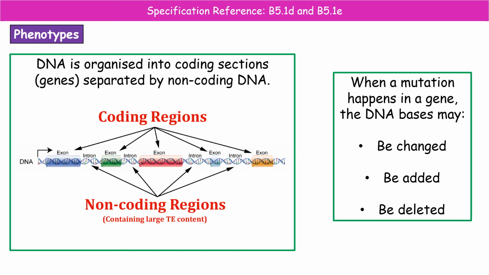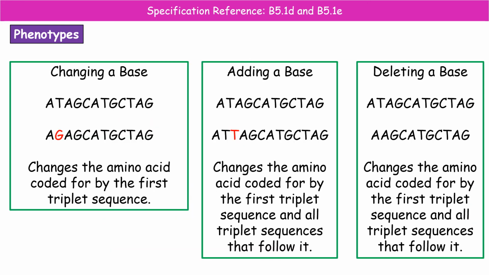As for how these mutations happen, there are three key ways this is going to happen. The base will either be swapped out for a different one, so individual base swapping. We can add a base, or we can delete a base.